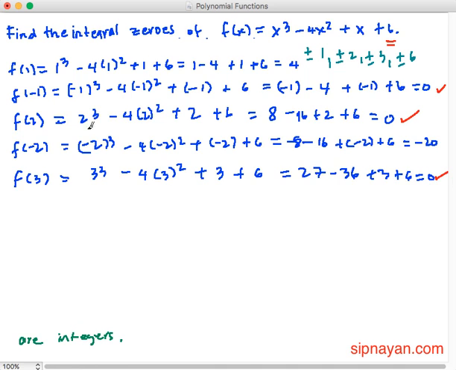Tatlo na. So hindi na natin itutuloy yung automatic, hindi na yan kasama. Yung positive and negative 6. So meron tayong roots. Kuha na natin yung roots. Our roots: x equals negative 1, x equals 2, and x equals 3.